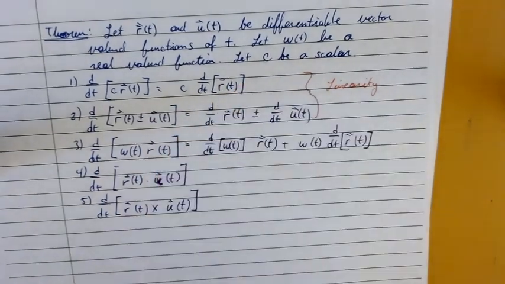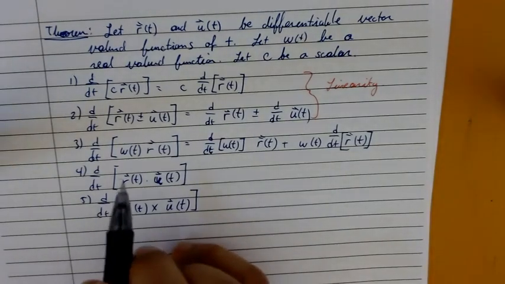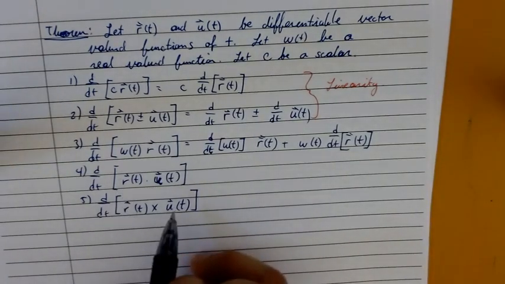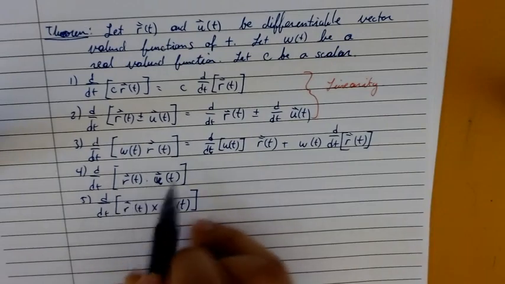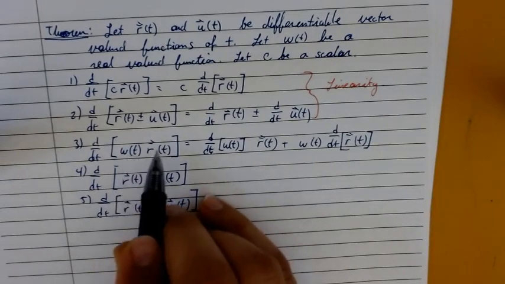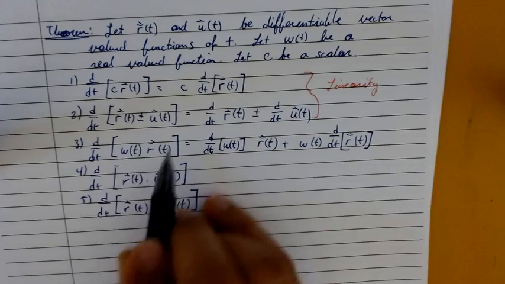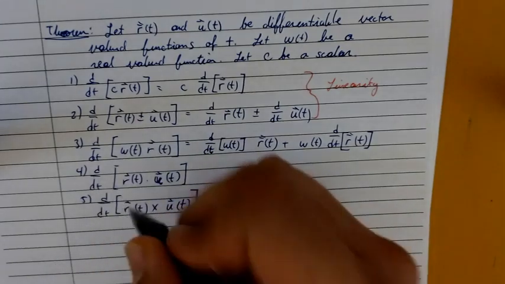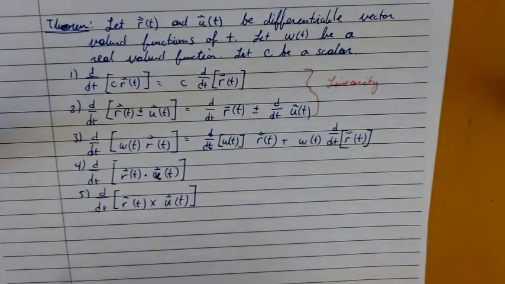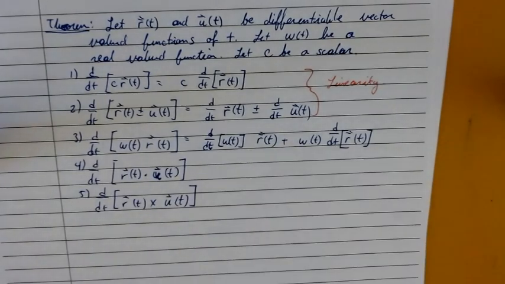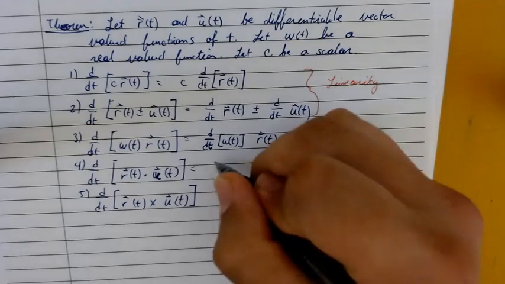That's a weird looking U. Note the difference between these. Here I'm multiplying vectors to get a vector. Here I'm multiplying vectors to get a scalar. Here I'm multiplying a vector times a scalar to get a vector. Okay. But regardless of which type of multiplication I have, the product rule still exists, which is lovely.